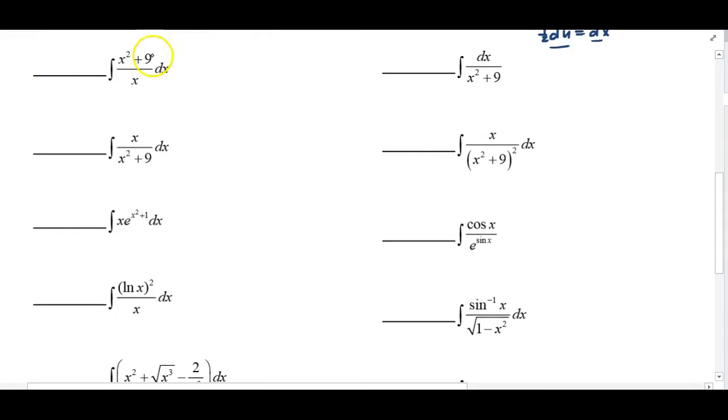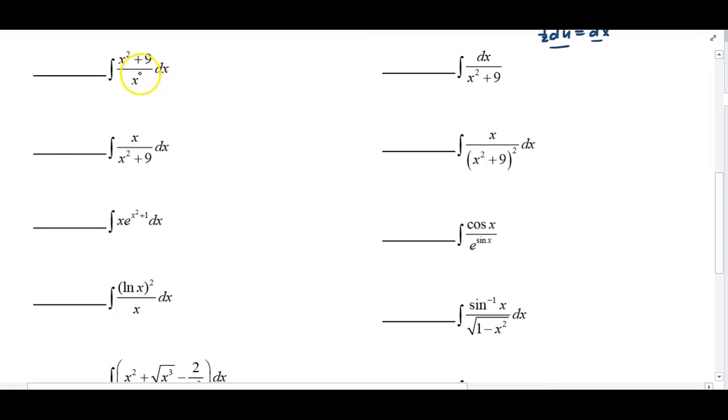Again, we'll look at this group of 4 together here. So I have the integral of x squared plus 9 over x, and here I have the integral of dx over x squared plus 9. And then I have the integral of x over x squared plus 9 dx, and the integral of x over x squared plus 9 squared dx. So if you're overwhelmed by looking at these 4 problems next to each other, I don't blame you. That's why we're going over a strategy. So let's take a look at this first one, one at a time.